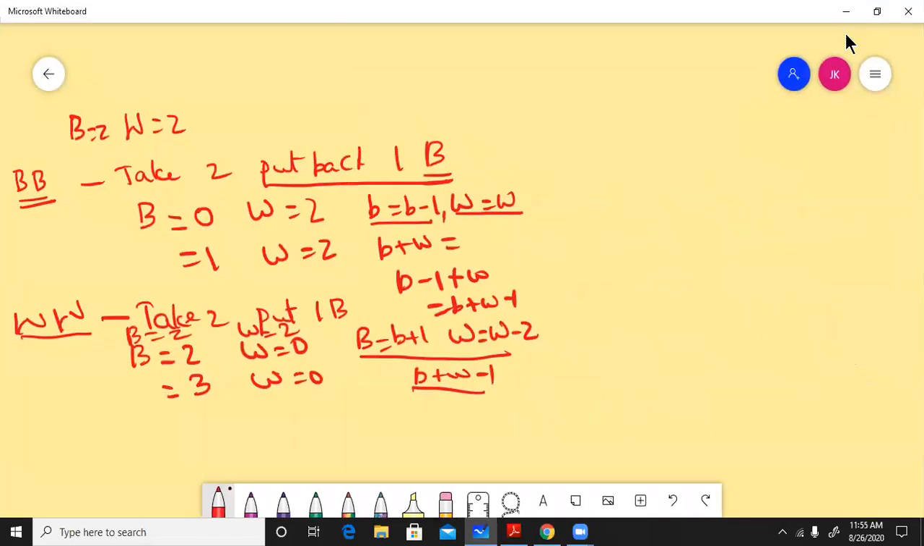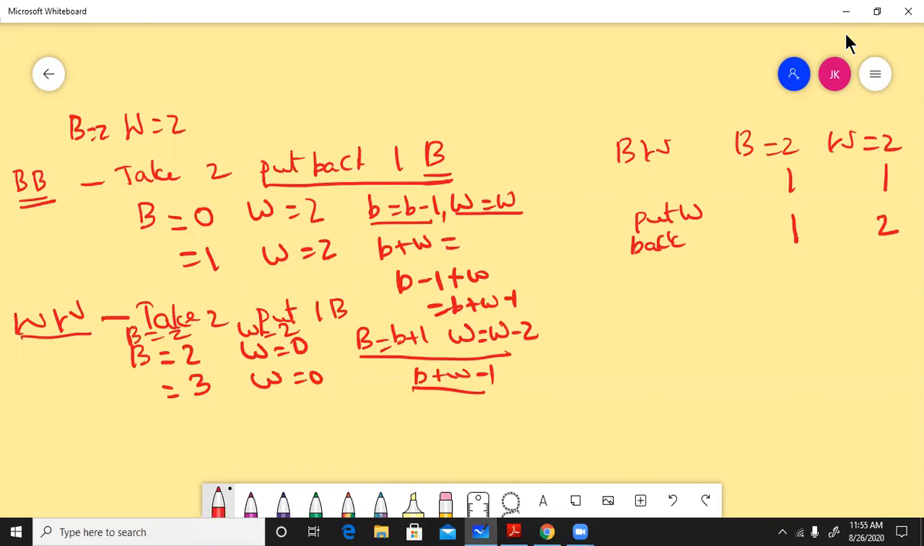See the third case. The third case goes with B and W. You start with B equal to 2 and W equal to 2. In this case, you are taking off one black and one white, so B becomes 1. And then you put back a white. When you put back white, B is 1 and my W becomes 2.